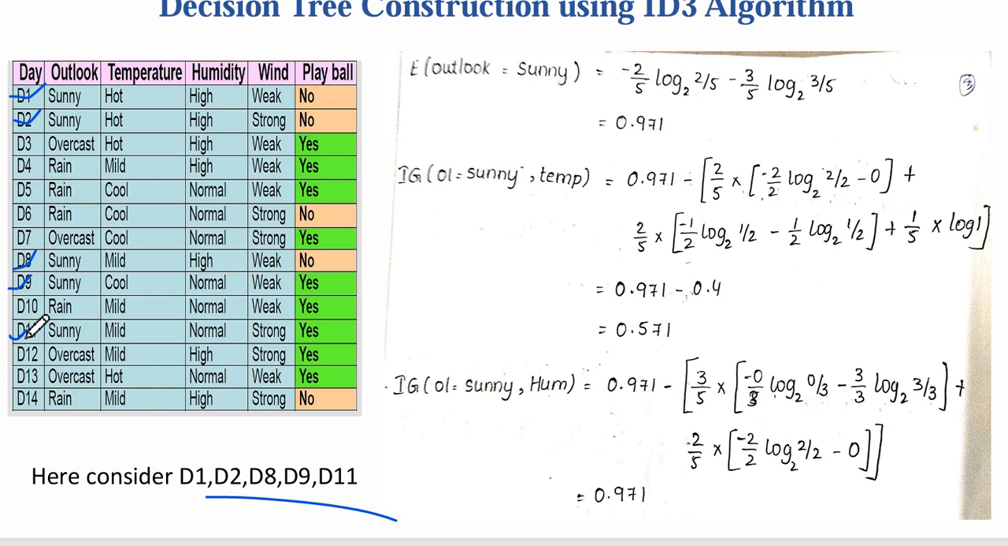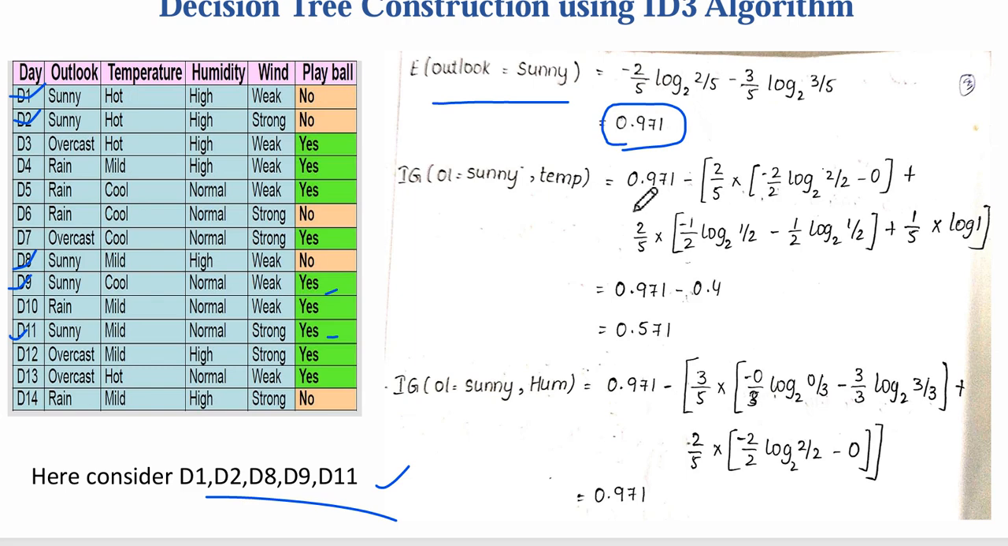First, we have to find the entropy of outlook equal to sunny, by considering these 5 records. From these 5 records, yes records are how many? Yes records are 2 out of 5, and 3 are no records. That's why its entropy is 0.971.